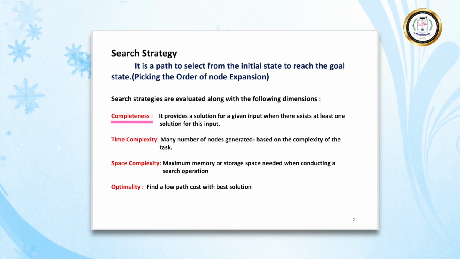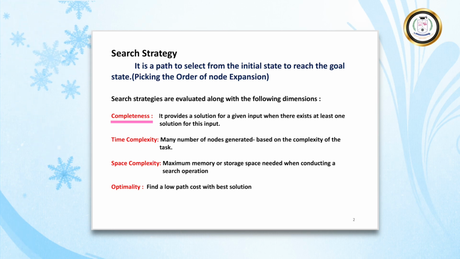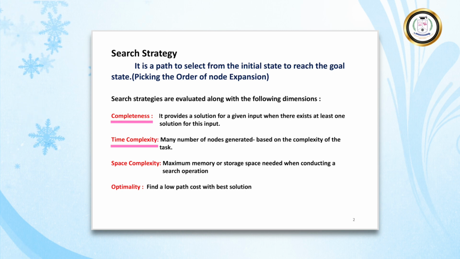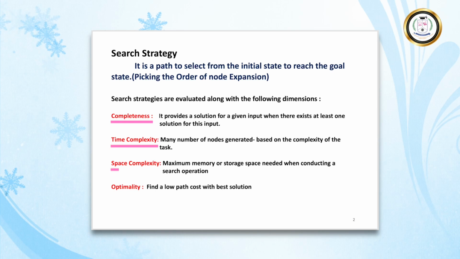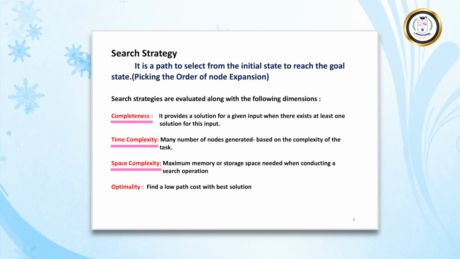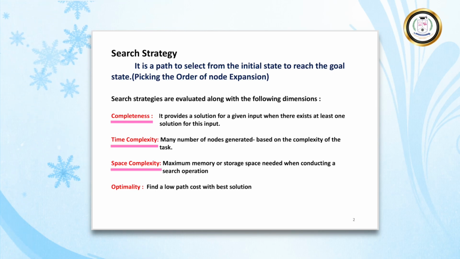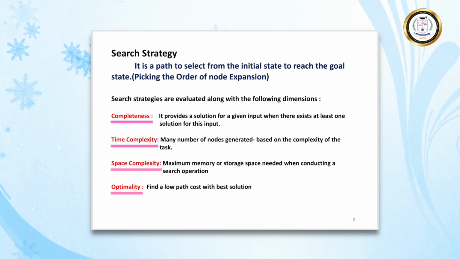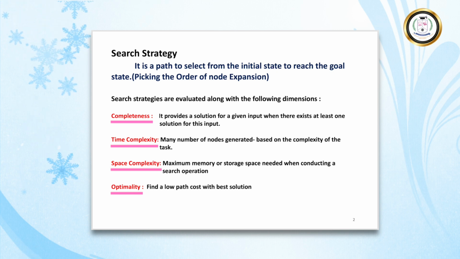Completeness provides a solution for a given input when there exists at least one solution from this input. Time complexity: the number of nodes generated based on the complexity of the task. Space complexity: the maximum memory or storage space needed when conducting a search operation. The last one is optimality: finding a low path cost with the best solution.